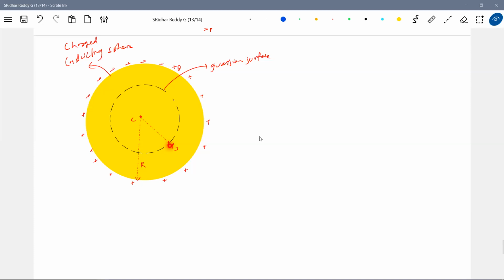Gauss law says, instead of all that mathematics, what is the net charge enclosed by the Gaussian surface? 0. So therefore, the field is 0. What is the other explanation? The field produced by this region will be towards left, and the field produced by this region will be towards right. So equal and opposite, the net field will be 0.